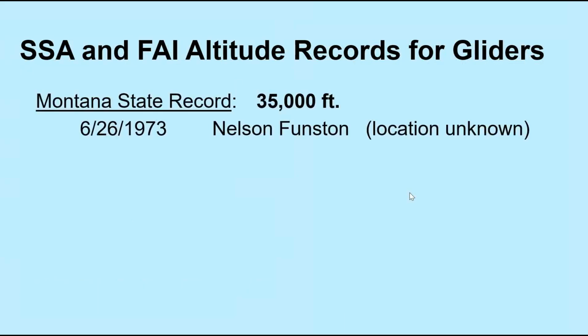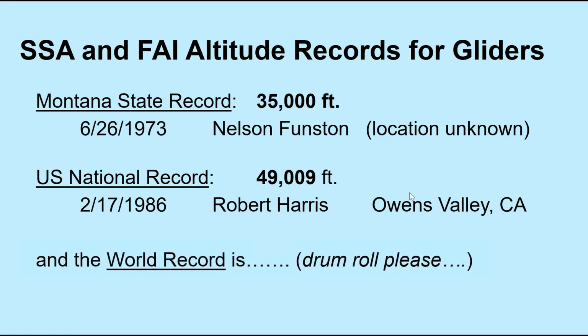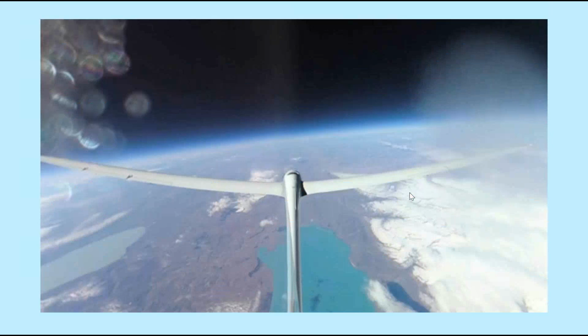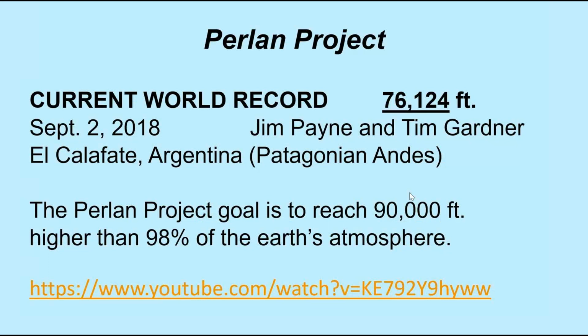So again, we were talking earlier this morning, Walt was talking about the Perlan project. So you may already know the answer to this third one, but these are just some records: 35,000 feet right here in Montana, the U.S. record, 49,000 feet. That may now be broken. I don't know if that's still the current record over the Owens Valley. And the world record is the Perlan project, as Walt was talking about before. And that's the one where he was telling us they went to 76,000 feet in 2018.